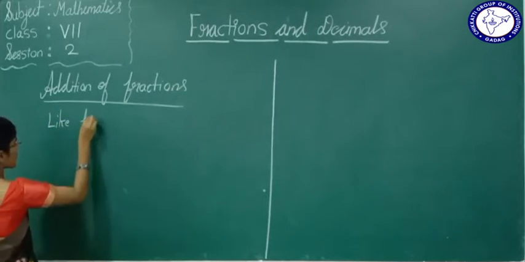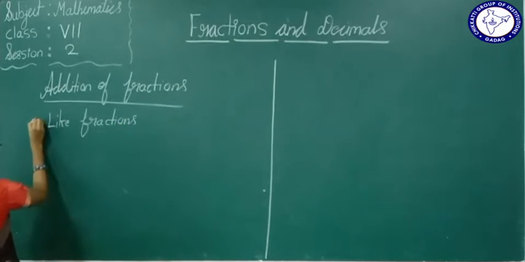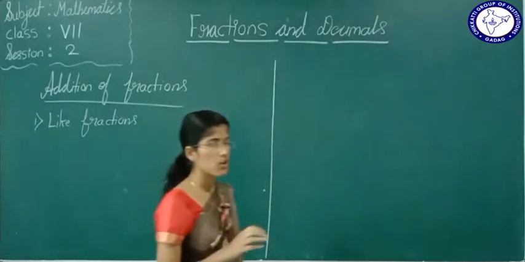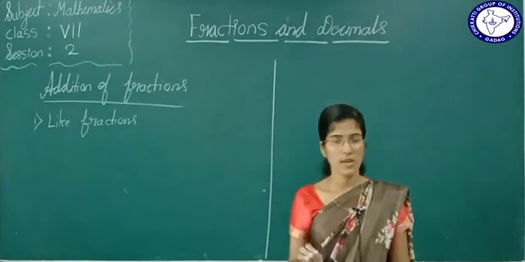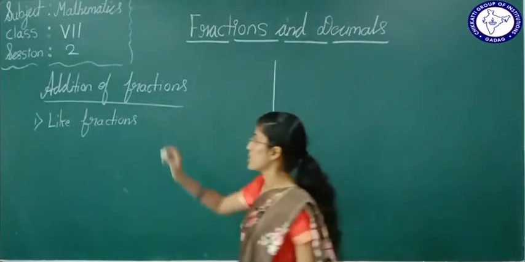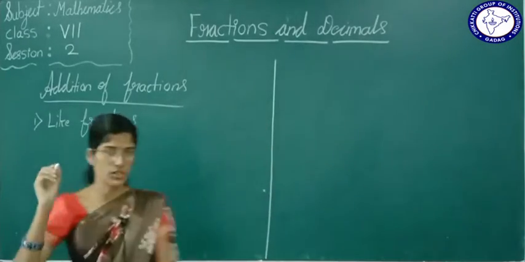You know what like fractions are. Like fractions means if the denominators of the fractions are the same, then such fractions are called like fractions. Now we'll see how to do addition of like fractions.